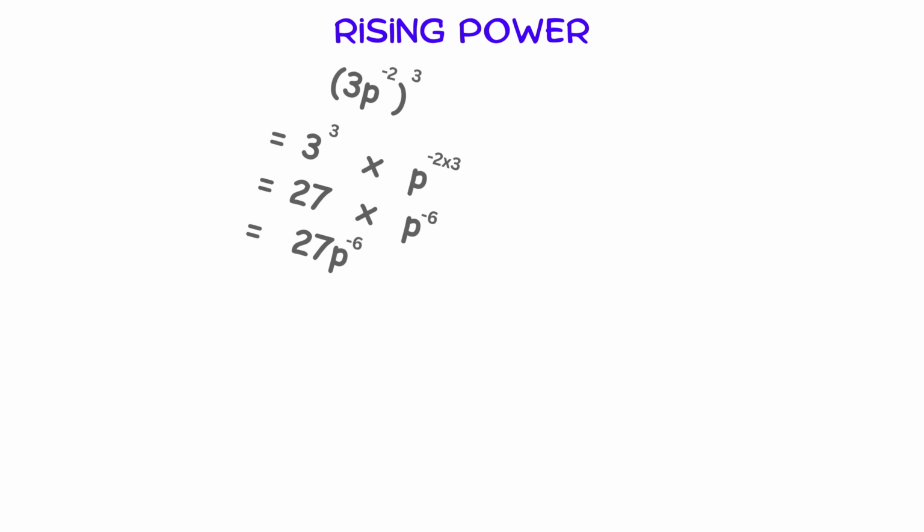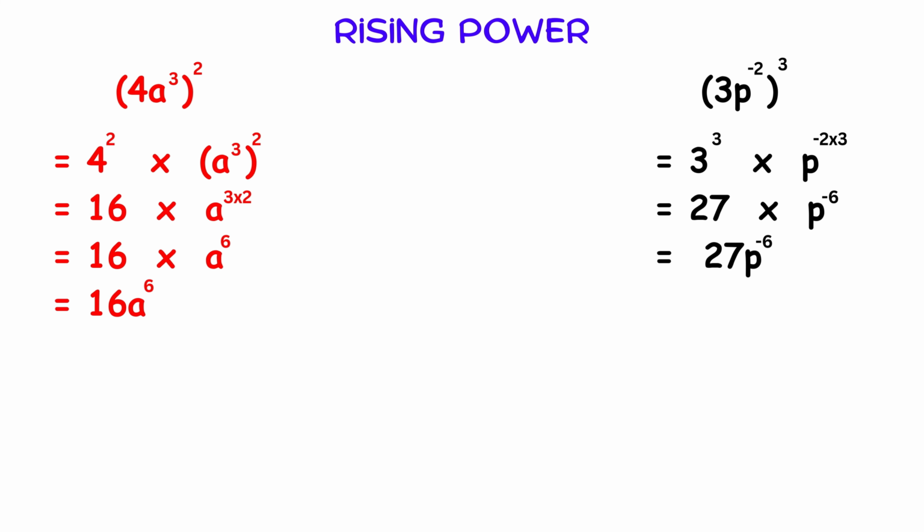For these last two examples, we've got numbers and letters inside our brackets, and in these cases, it's best to think of the numbers and the letters separately. So for this first one, for 4a cubed all squared, you really want to think about it as 4 squared times a cubed squared because we can apply that power of 2 to the 4 and the cube separately. So that's going to give us a 16 times a to the power of 3 times 2, or 16 times a to the power of 6, which we can then simplify as 16a to the 6th.